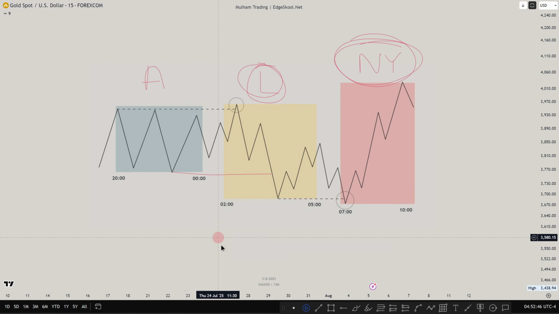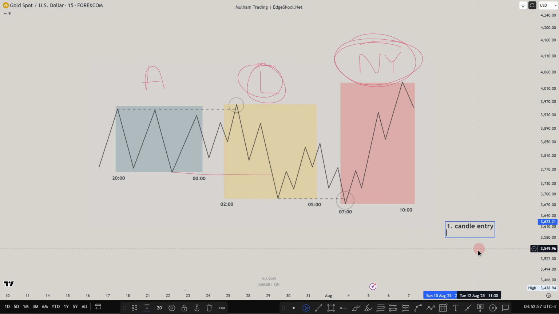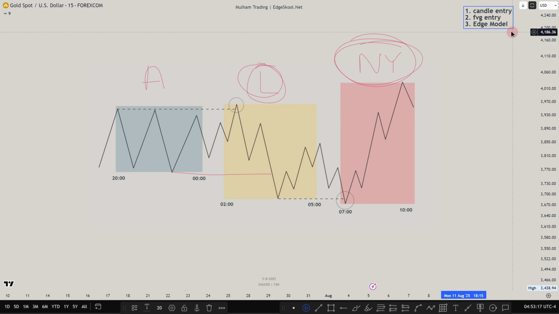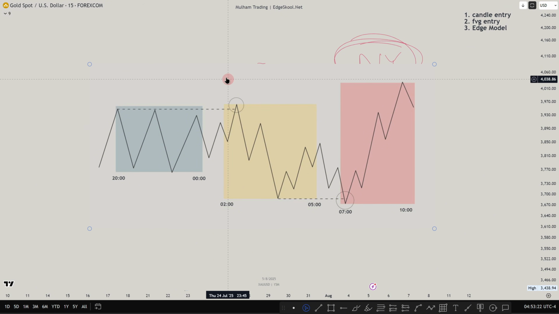And when we give the entry, we actually have three types of entries. The first one would be the candle entry. The second one would be the imbalance or fair value gap entry. And the third one would be the Edge model, which is exclusive to the Edge School members. So only Edge School members can use this one, but the other two are enough for you. If you want more precise entries, then feel free to check out Edge School.